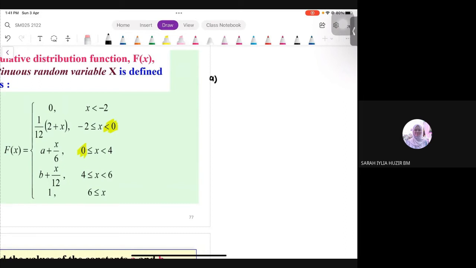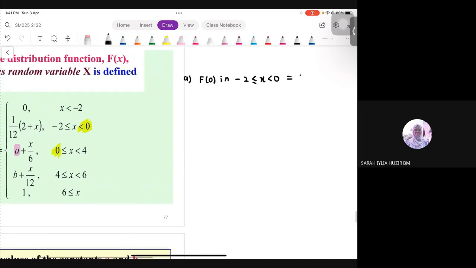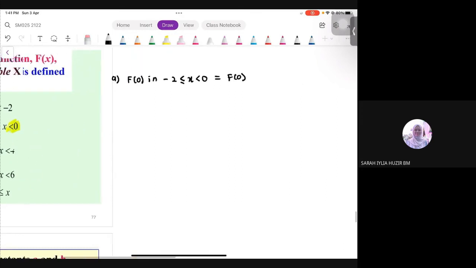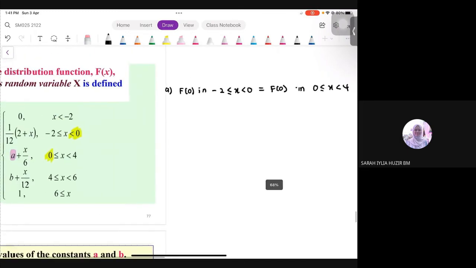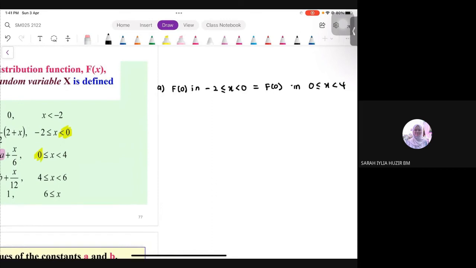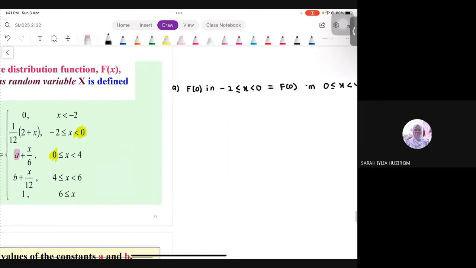So if I want to find A, I can use F(0). What we use is F(0) in the first range, -2 up to 0, which must be the same as F(0) in the next range, 0 up to 4. The value must be the same because it is continuous. So I just substitute 0. F(0) in the first range, -2 up to 0, we will get what? 1/12 times (2 plus 0).